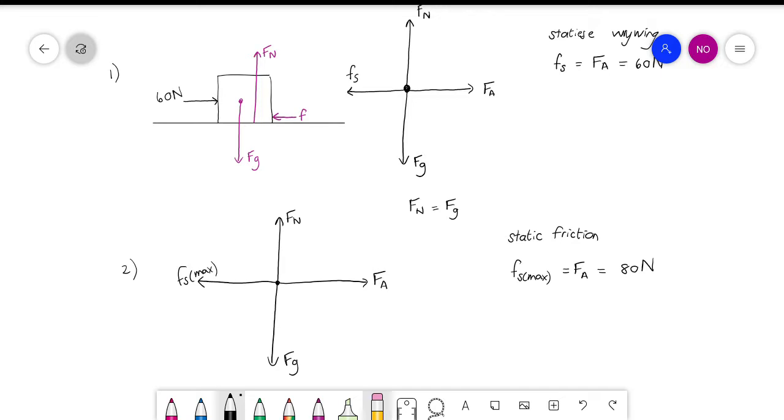Ag man, ek bly met die 80. Sorry julle. 70 Newton. Nee. Goeie vraag. We haven't used the 50 kilogram yet. Good.